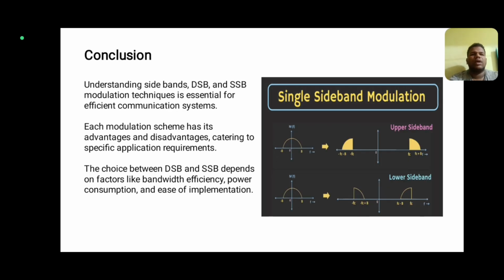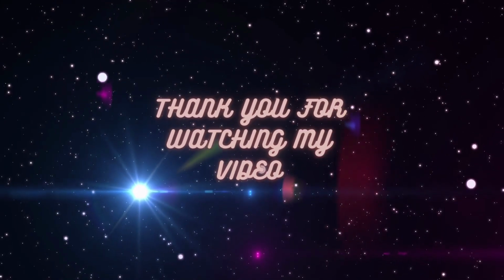Conclusion. Understanding sidebands and SSB modulation techniques is essential for efficient communication. Each modulation scheme has its advantages and disadvantages, depending on the specific application requirements. The choice between DSB and SSB depends on factors like bandwidth, efficiency, power consumption, and ease of implementation.